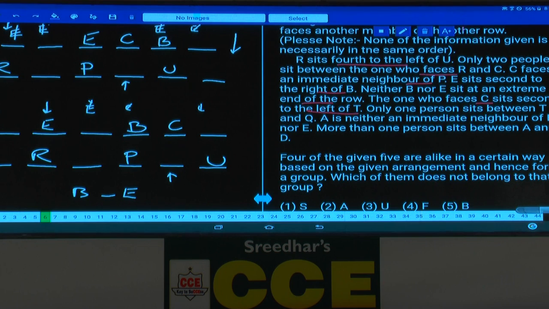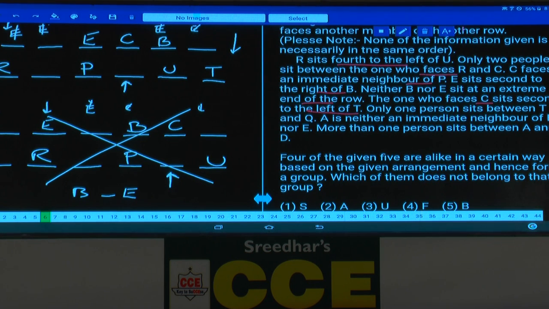Now this person is C. Now the person facing C is this person, that is in between P and U. And the person must be to the left hand side, second to the left of T. And T must be at the extreme end. And again, coming to this one, the one who faces C, then who is that person? This person. Now this person faces second to the left of T. But second to the left of T is not at all possible here, isn't it? Hence, what is the answer here?